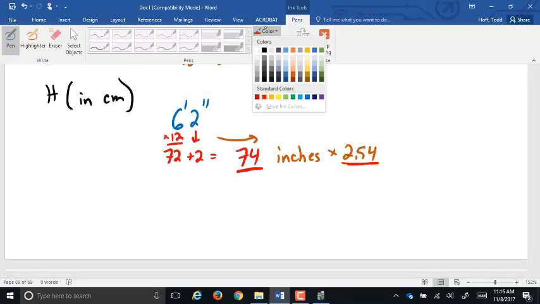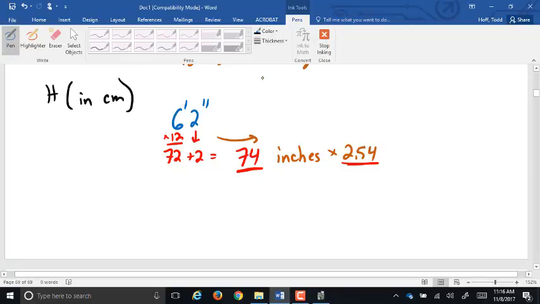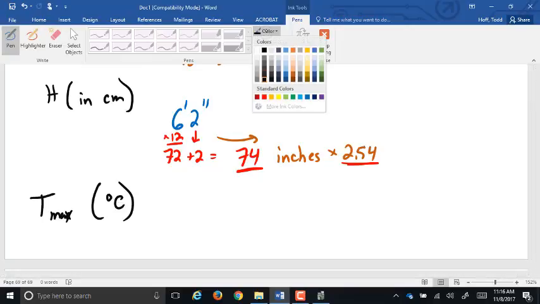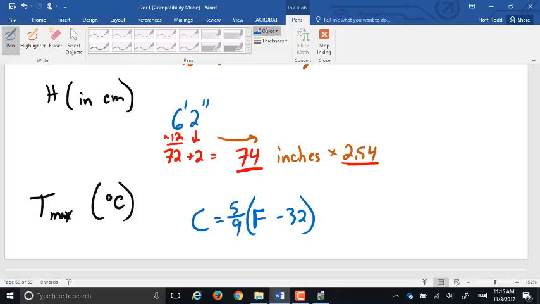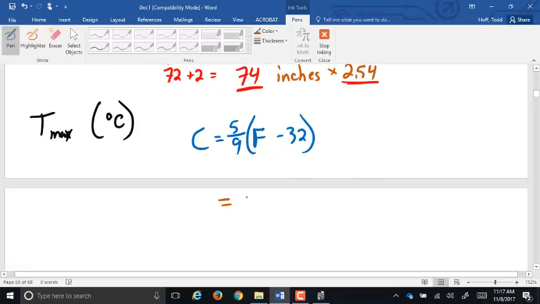And then the final thing we have to do is the body temperature, Tmax. The formulas want it in degrees Celsius. We're given it in degrees Fahrenheit. So let's just do this conversion. Our Celsius temperature is equal to our Fahrenheit temperature minus 32, times 5/9. So they're given this one as 98.6 Fahrenheit.